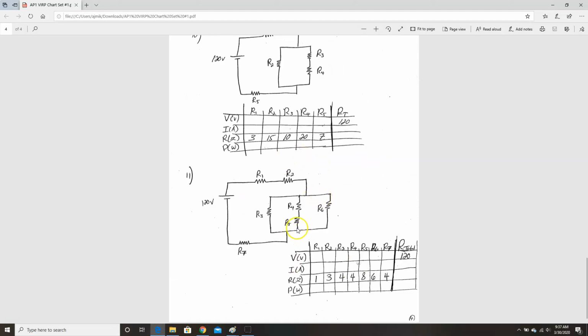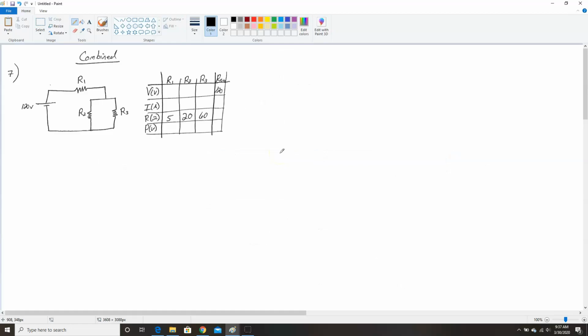11 is pretty intense. We would never ask anything as difficult as 11 for a test, but if you're up for the challenge, hey, by all means go for it.